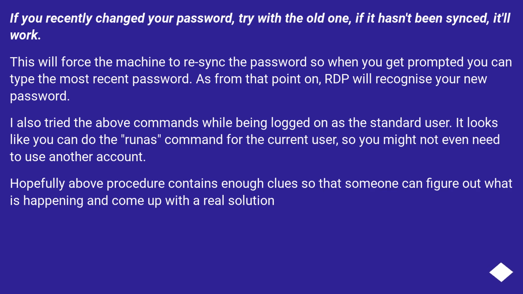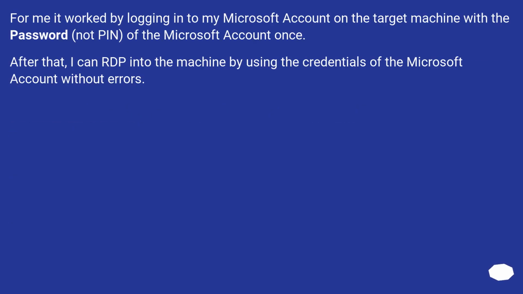I also tried the above commands while being logged on as the standard user. It looks like you can do the runas command for the current user, so you might not even need to use another account. Hopefully the above procedure contains enough clues so that someone can figure out what is happening and come up with a real solution. For me it worked by logging into my Microsoft account on the target machine with the password, not PIN, of the Microsoft account once. After that, I can RDP into the machine by using the credentials of the Microsoft account without errors.